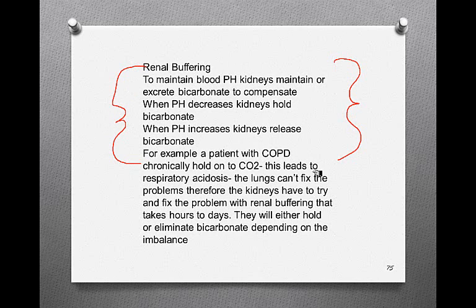So for example, a patient with COPD chronically holds on to CO2. This leads to respiratory acidosis. The lungs can't fix it. They're broken. Therefore, the kidneys have to try and fix the problem with renal buffering, which takes hours to days. They will either hold or eliminate bicarb depending on the imbalance.